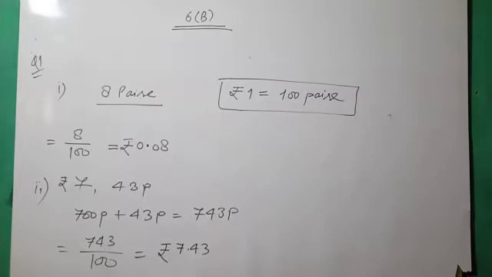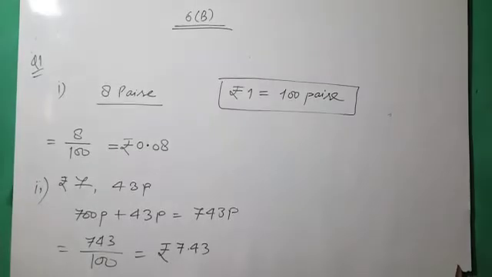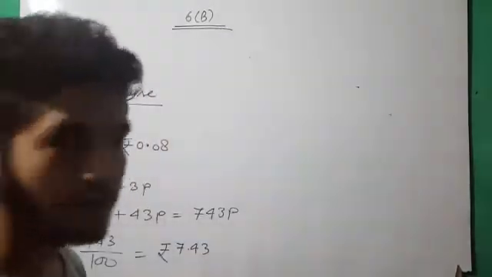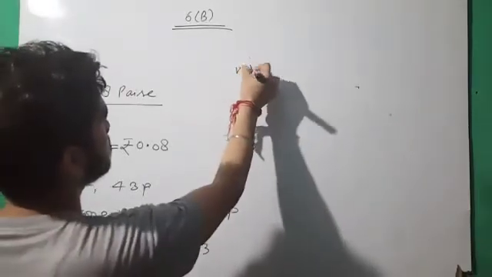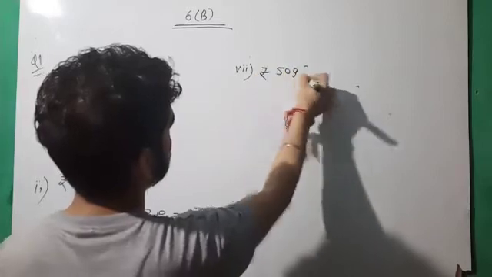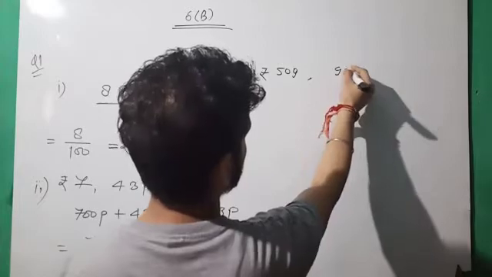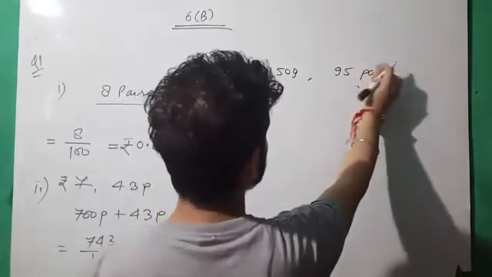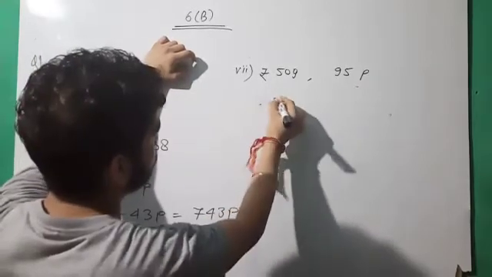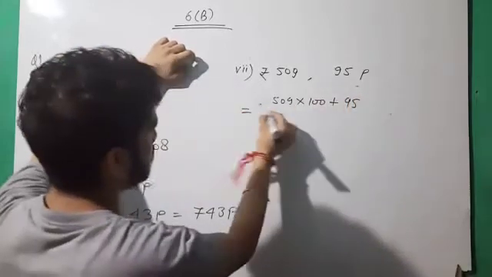Now question number first, 7th part, 509 rupees 95 paise. Okay, 509 rupees and 95 paise. So I am taking the numerical value of this number. Can we say that this is 509 into 100 plus 95 upon 100?